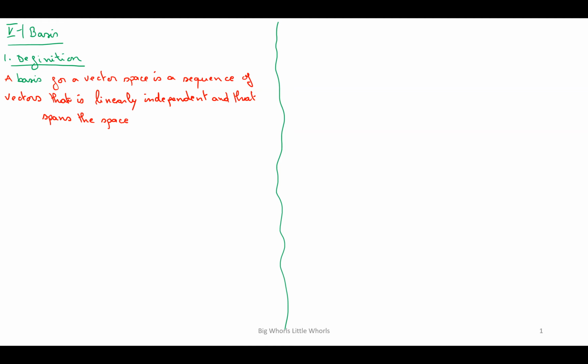That means to show that a set is a basis, we need to check two things. First of all, we need to check linear independence, and the second thing is to check that it spans the space. That means if we pick any element from the space, we can write it as a linear combination of the vectors of the basis. Is that okay? So let me continue.